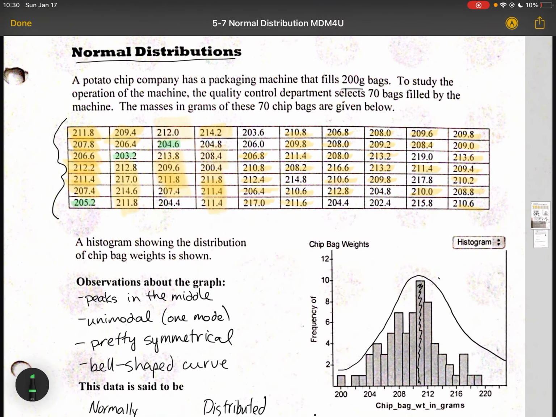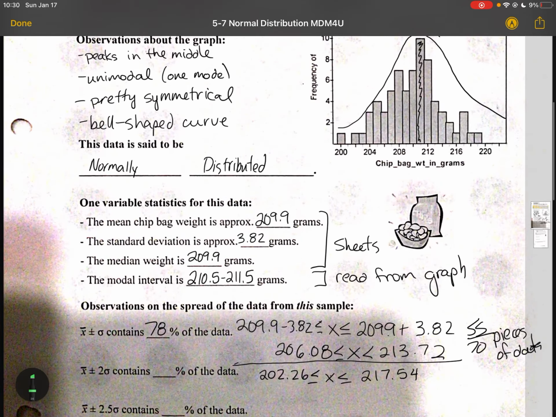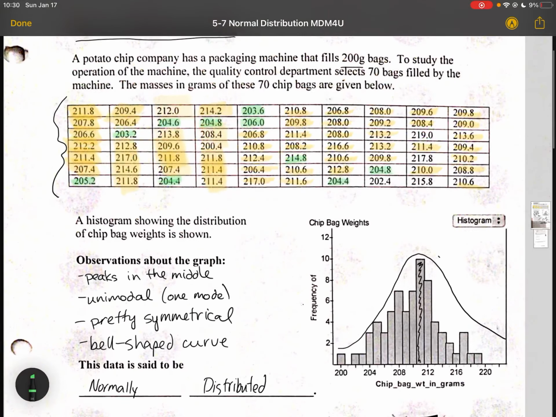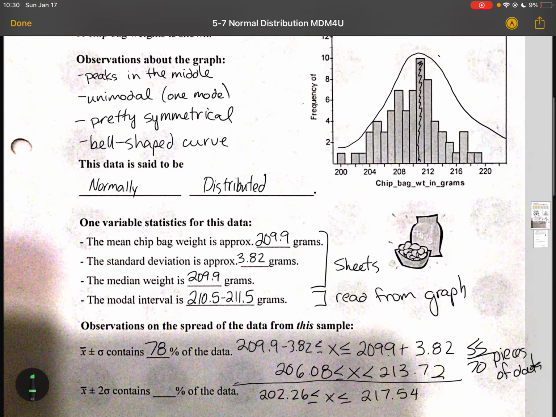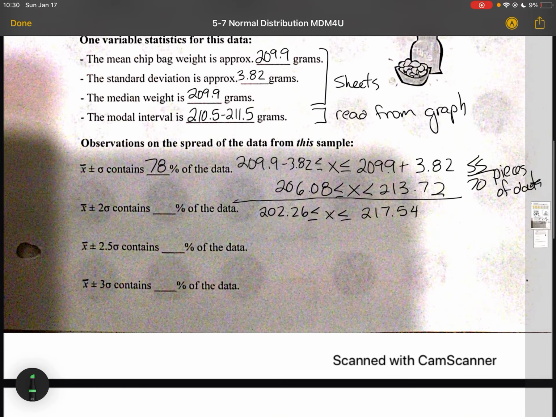57, 58, 59, 60, 61, 62, 63, 64, 65, 66, and let's see, 67, and that's it there.